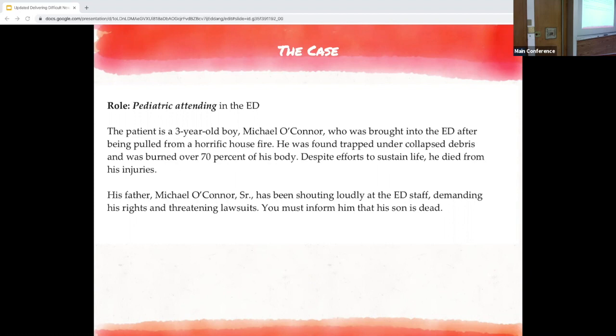Regarding your son, I would think it would be good if we talk in private. Is there anybody here with you? What are we doing here? Is this a part of the conversation or not? No, it's just me. It's okay. So, Mr. O'Connor, I'm afraid to tell you that your son passed away, or died. His injuries, he couldn't make it to the trauma center.